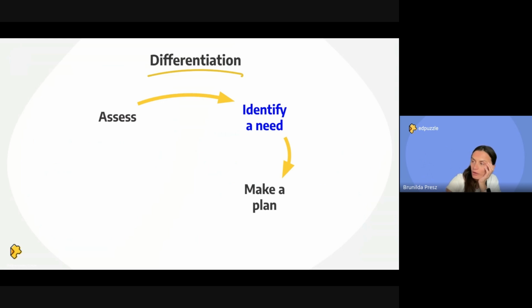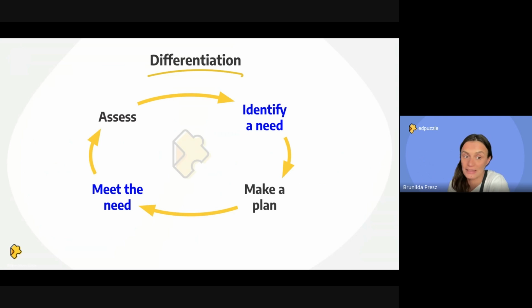The third part of our differentiation cycle is when we make a plan. We identify the need and we make a plan on how to meet that need. And the next part is to meet the need by teaching, by providing instruction at their level, and then assessing again. It is very important that we start and end the differentiation cycle with assessment, because that's how we are going to know that our students have mastered the skill.